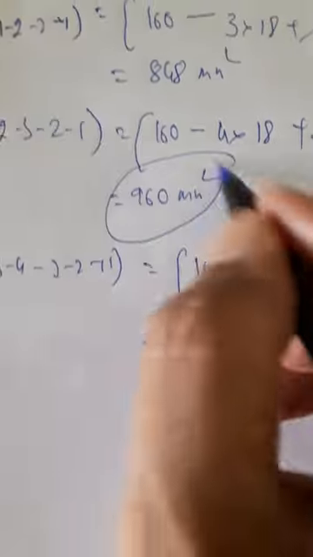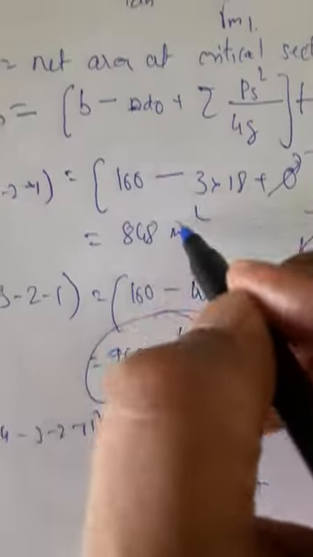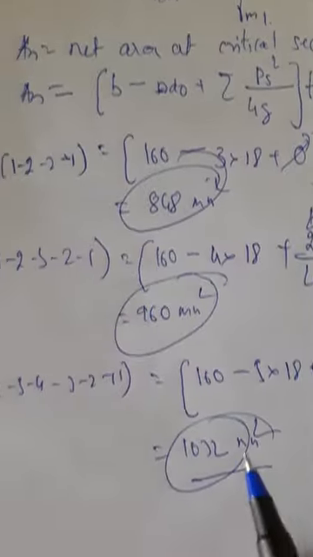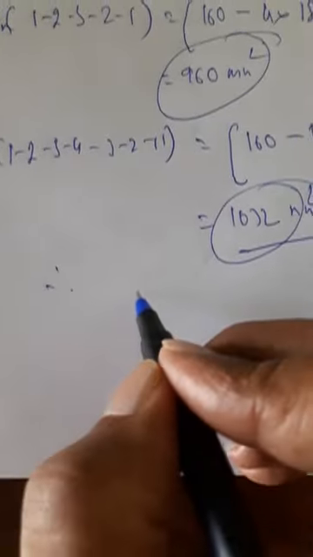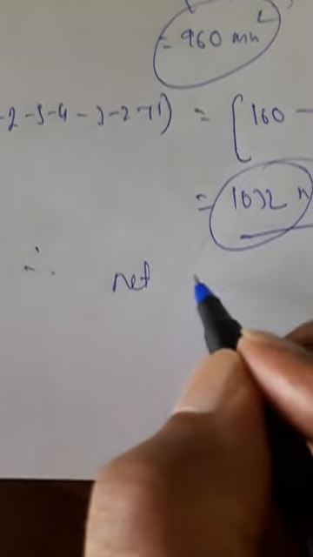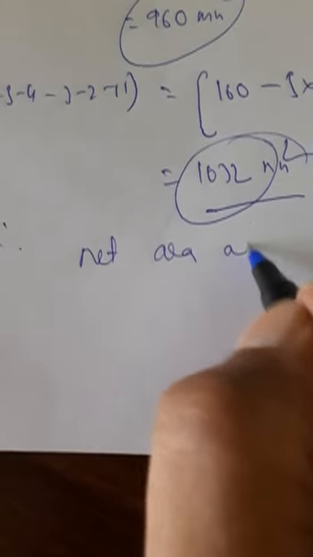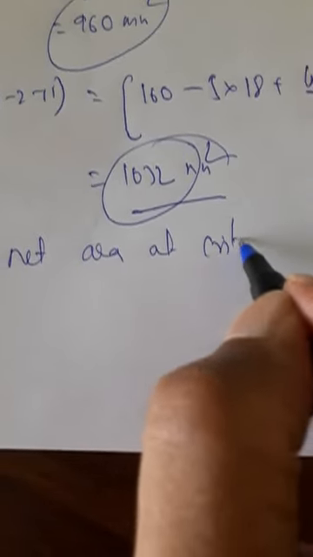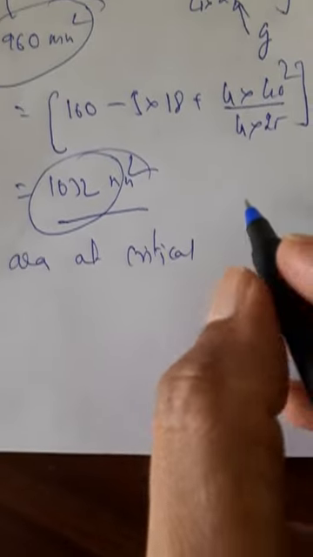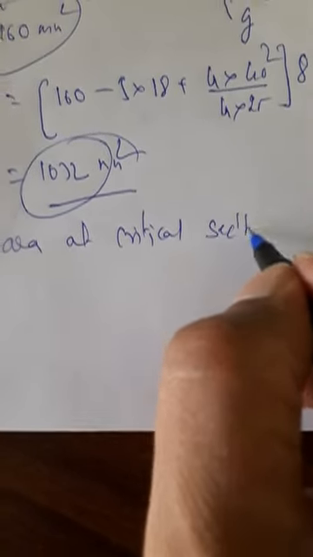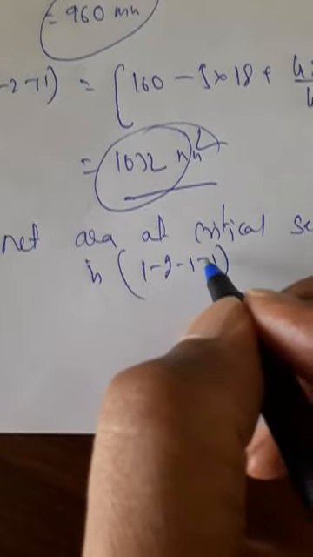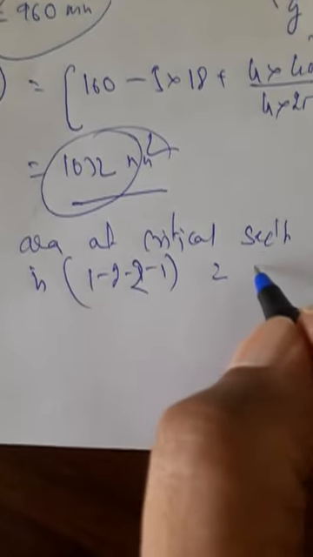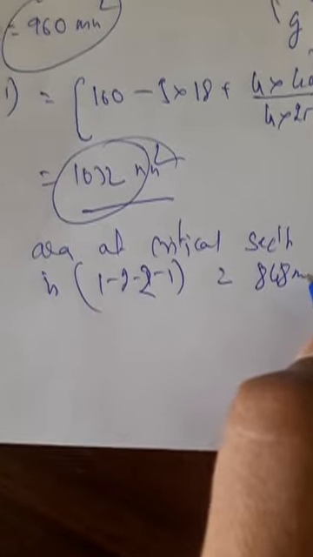Among these three values, choose the least value. So the least value is the first. Therefore the net area at the critical section, the section where it is likely to fail, critical section is 1, 2, 1, is equal to 848 mm square.